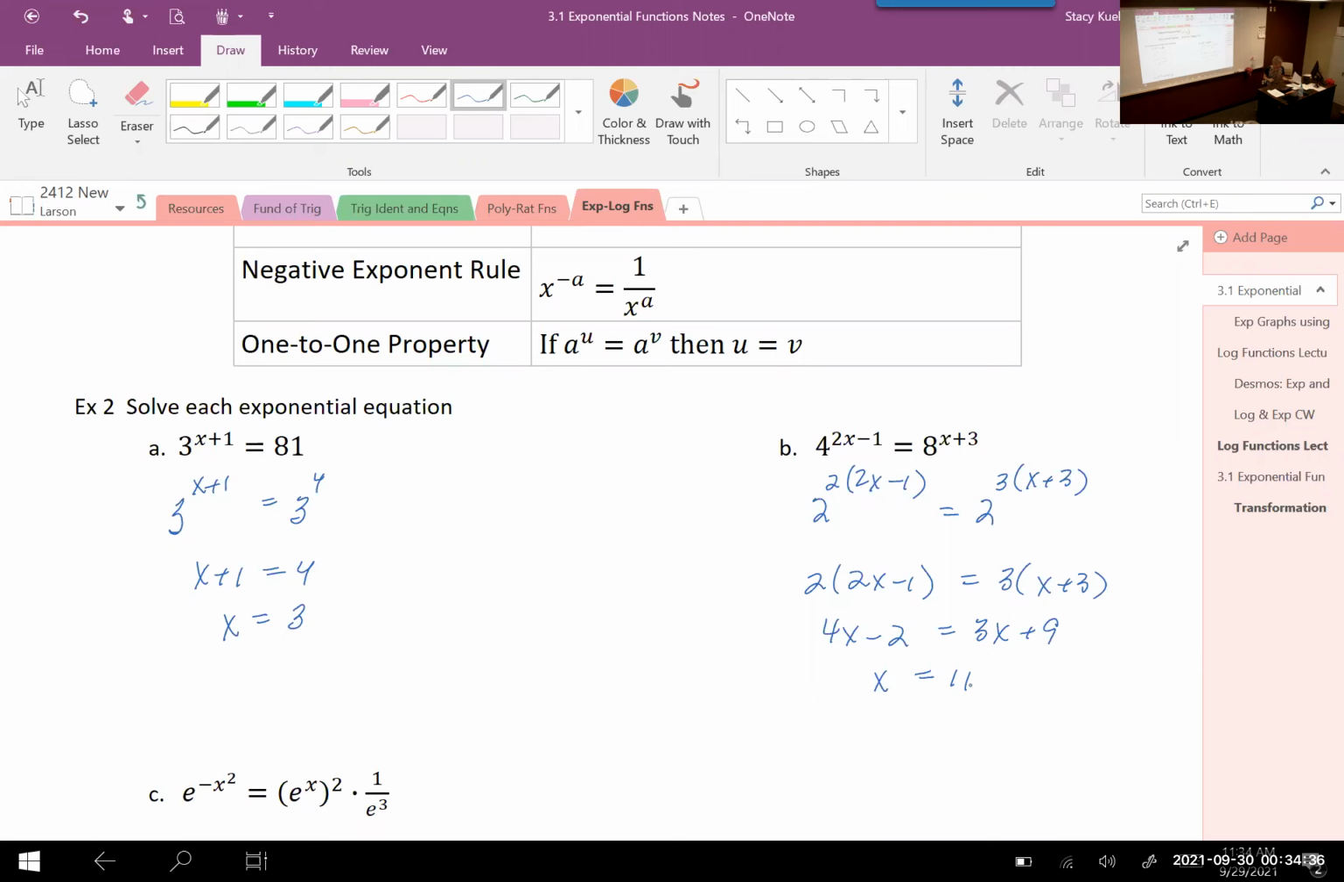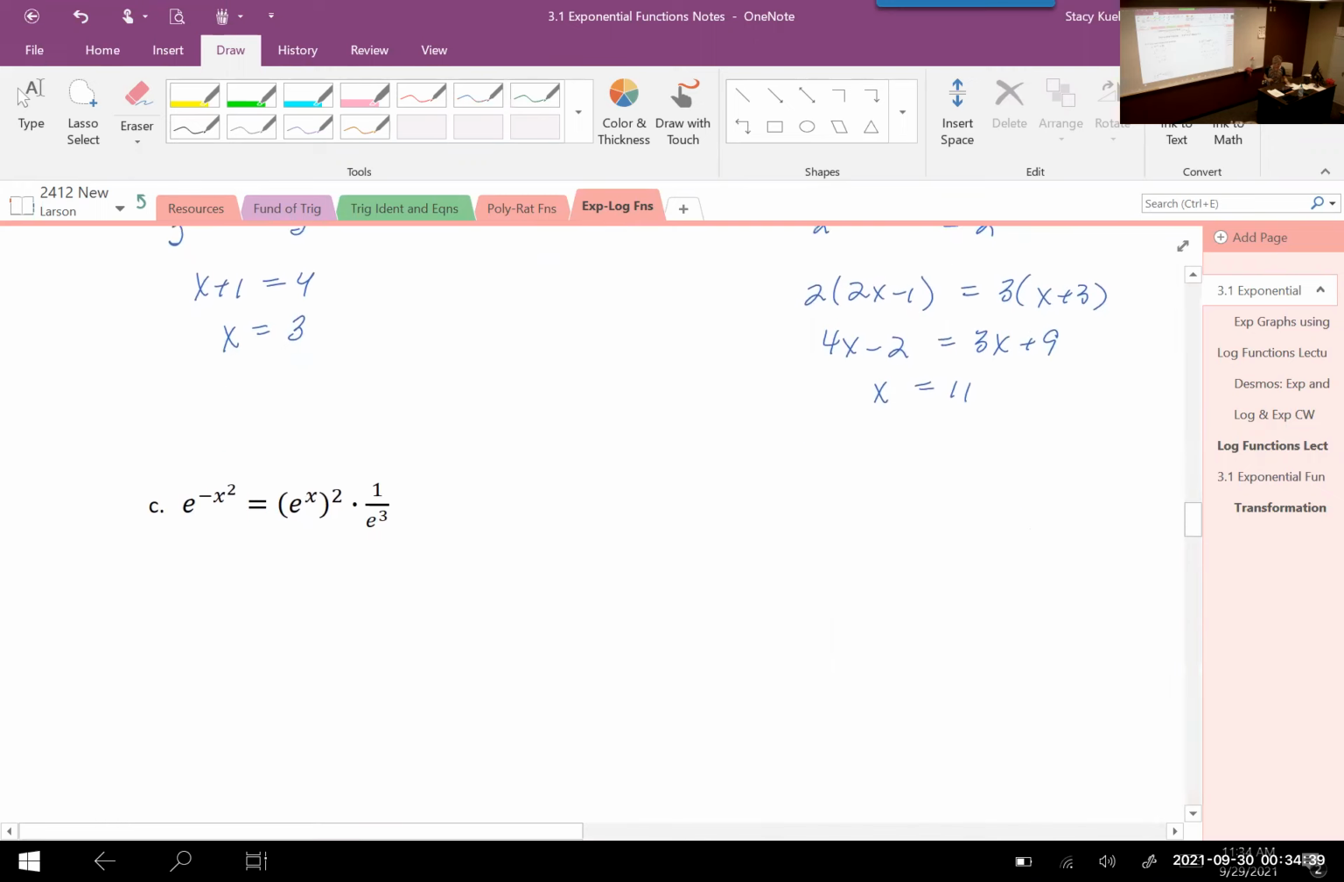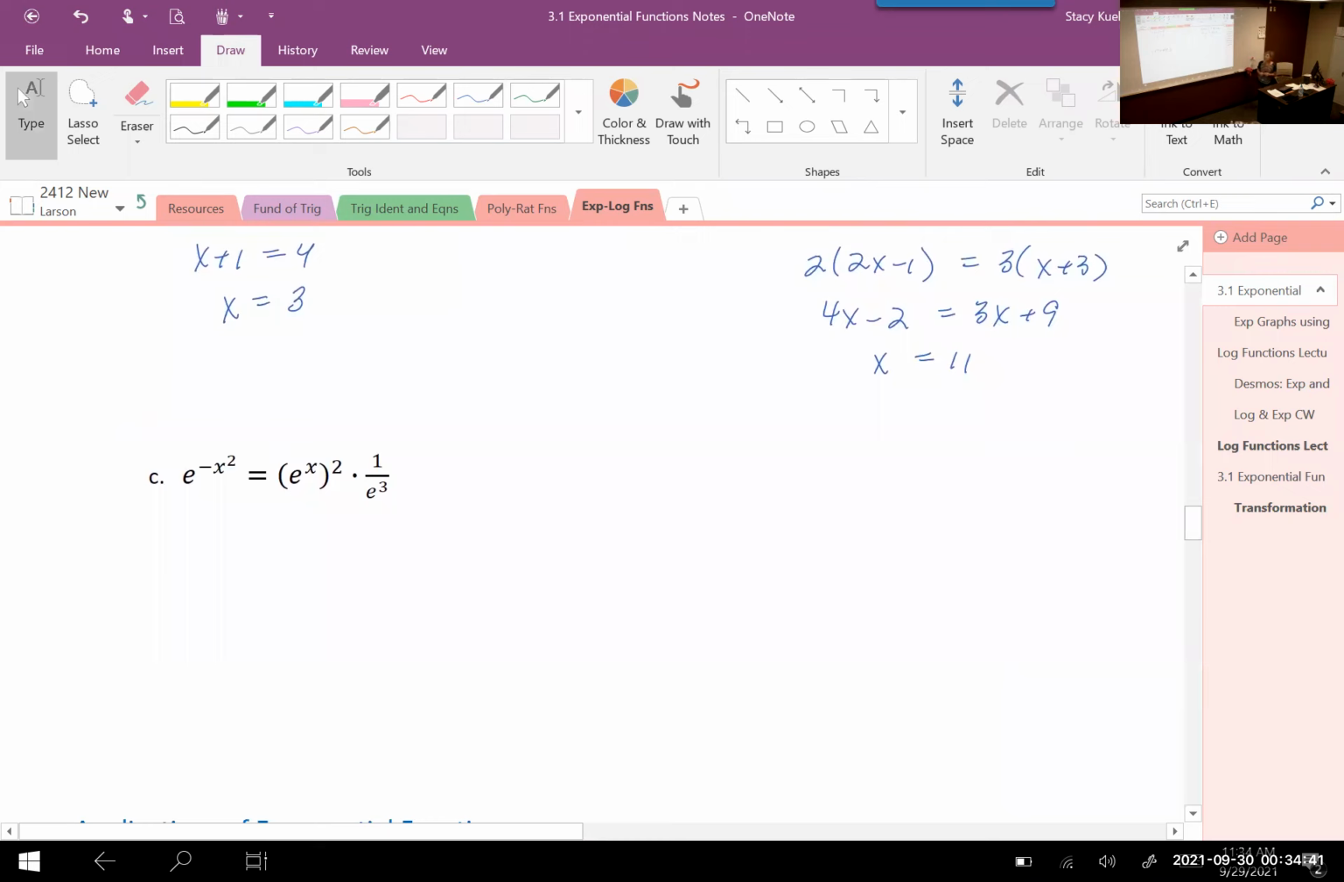All right, let's look at this last one here. E to the negative x squared is equal to e to the x to the second times 1 over e cubed. So I have e to the negative x squared. That looks like a potential quadratic equation, okay? So let's simplify the right-hand side first.